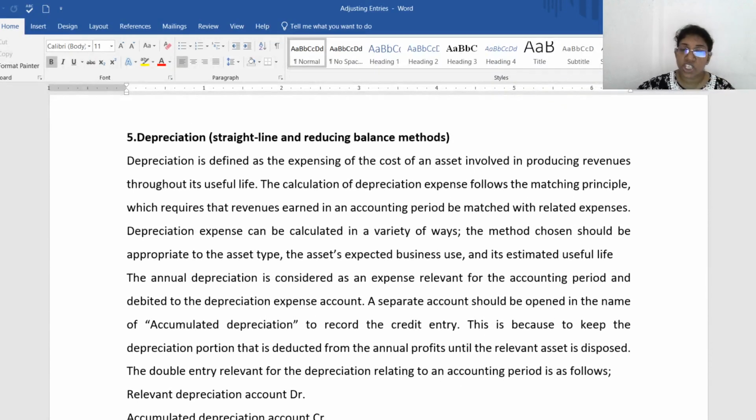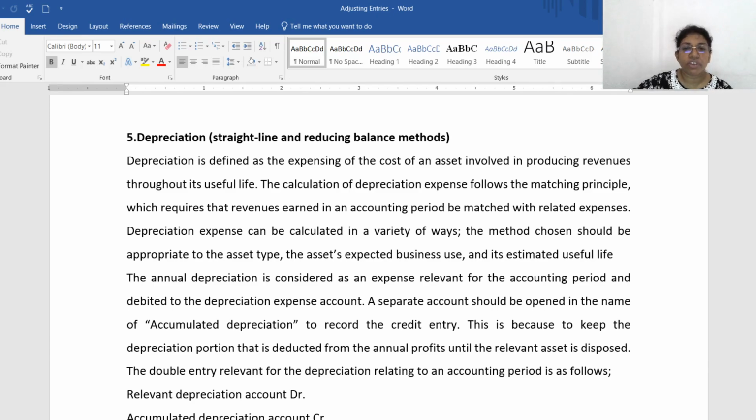Now let's look at the depreciation. Normally in your A-levels, you are familiar with these two types of depreciation. One is straight line method, Sinhala Sarla Marga Kramaya. The reducing balance method, in Sinhala we call this Heenavana Shesha Kramaya. So let's look at depreciation. Depreciation is defined as the expense of cost of an asset involved in producing revenue through its useful life. This useful life is dependent on many criteria and it has to be decided by the particular valuer.